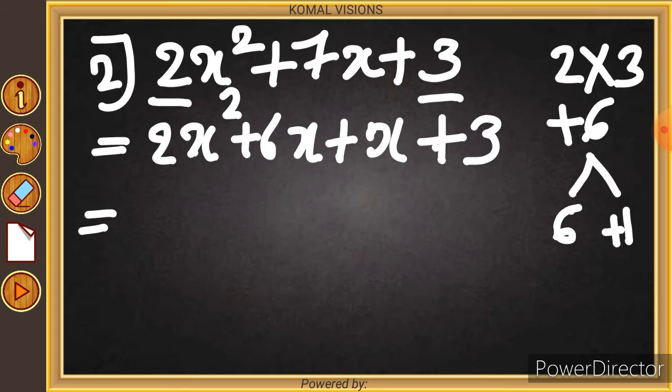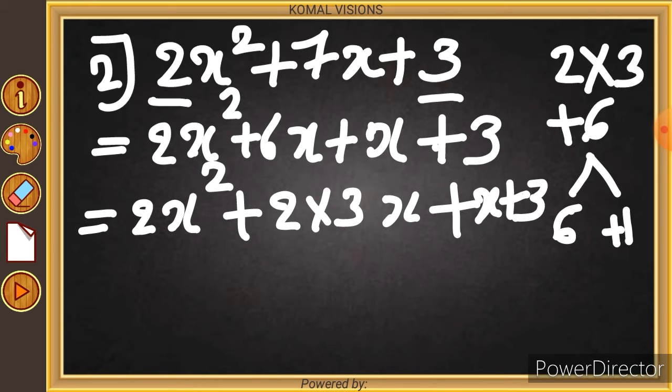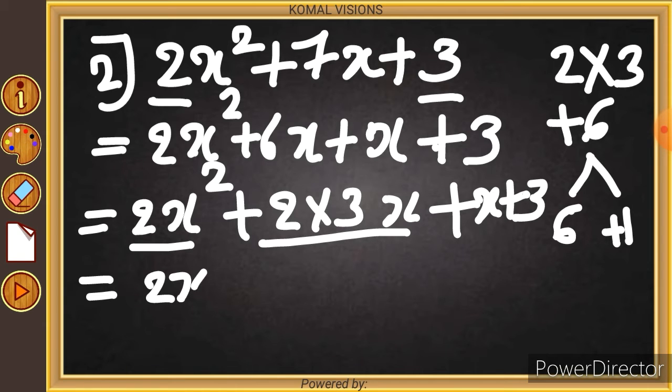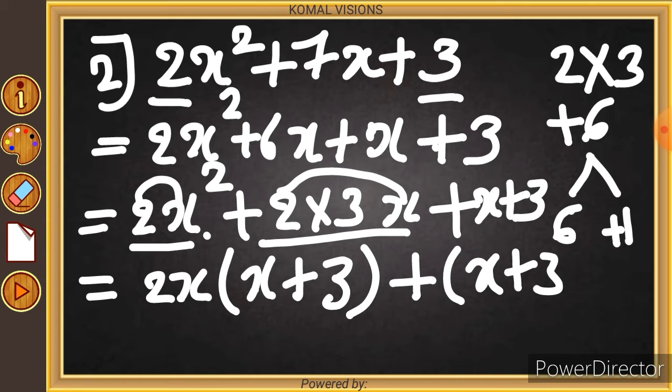Now, in order to make you understand, I'll split 6 as 2 into 3, and x plus 3. Now the common factor here is 2x. I'll take it out, and I'll be left with x plus 3. Am I correct? Because I took 2x common, I'll be left with one more x here and 3 here. And I'll take plus 1 outside here and I'll be left with x plus 3.